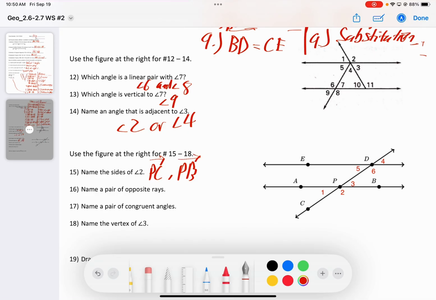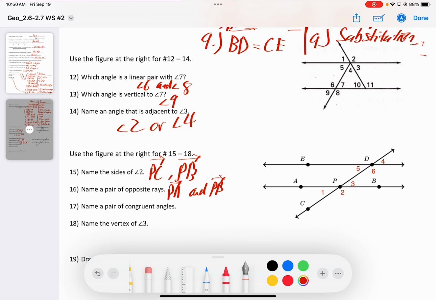What would be a pair of opposite rays here? It'd be rays that form a straight line when you connect them. PA and PB, good. Okay. All right, good. Why are you not writing this down?